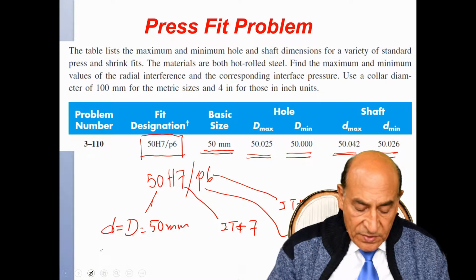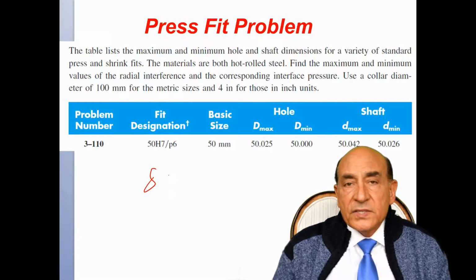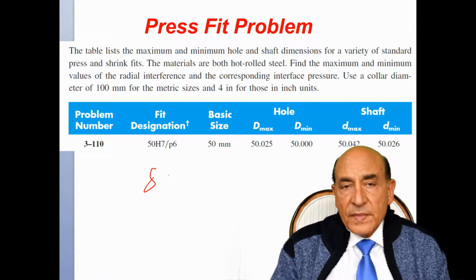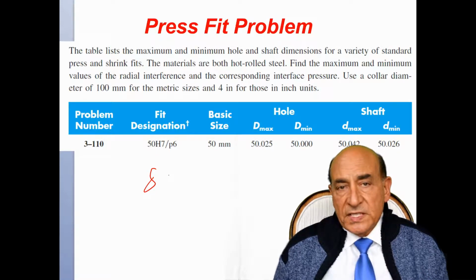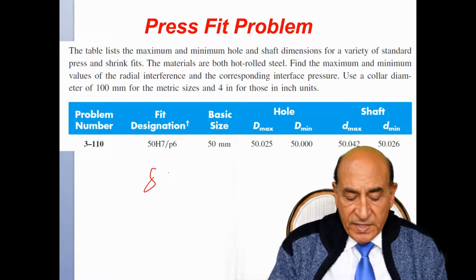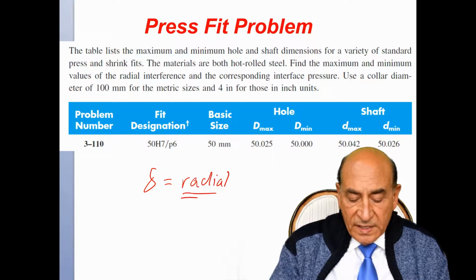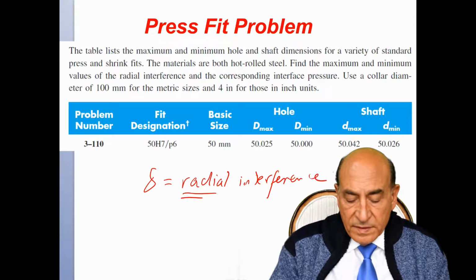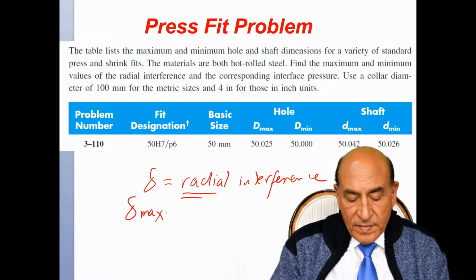And the next question is, how are we going to compute the dimensions? So we have here delta, right? So delta, which is not really a fundamental deviation, is just a symbol now for the amount of interference. So we're going to use the symbol for radial interference. So radial interference, we have a max and we have a min.